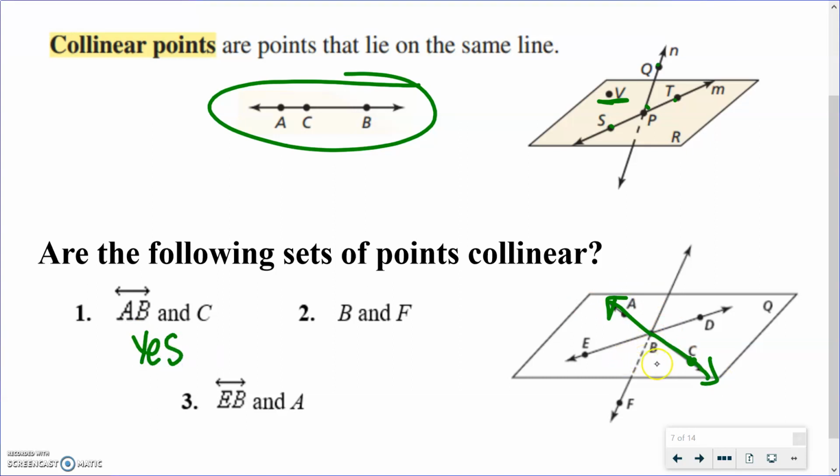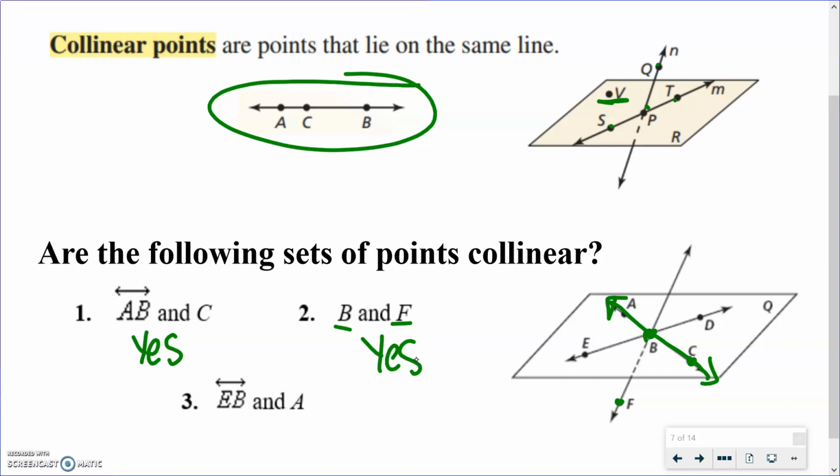B and F, however, it's just 2 points, and so we actually don't even need to look at the diagram because this is point B and point F, and these 2 points are always going to be collinear. You don't actually have to know what they look like. If you are given 2 points, they are collinear. There is no way for 2 points to be non-collinear. It's when you throw in a line or a third point.